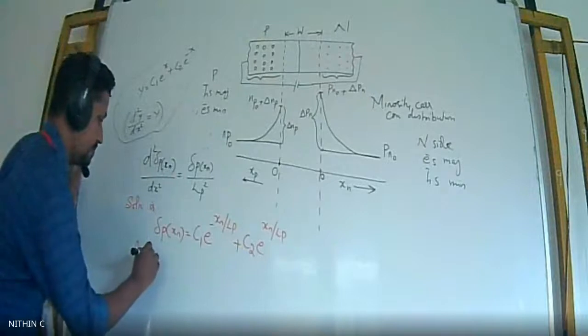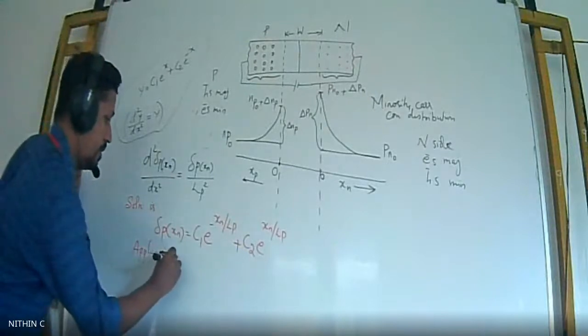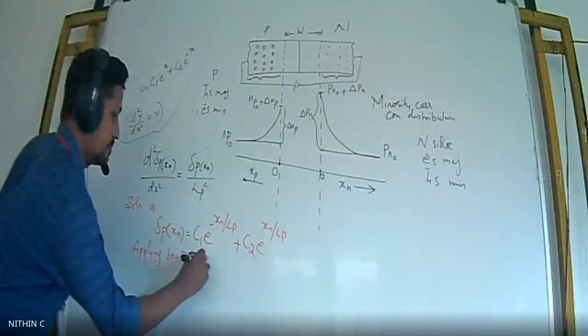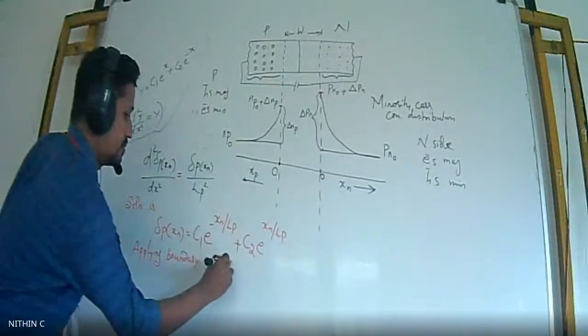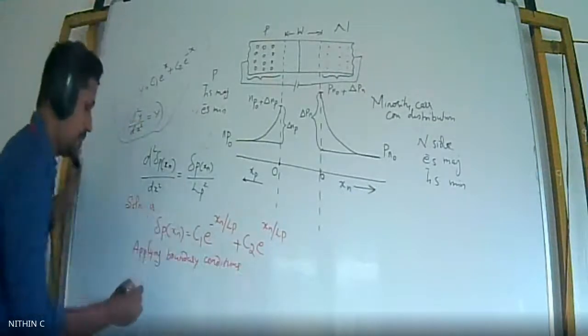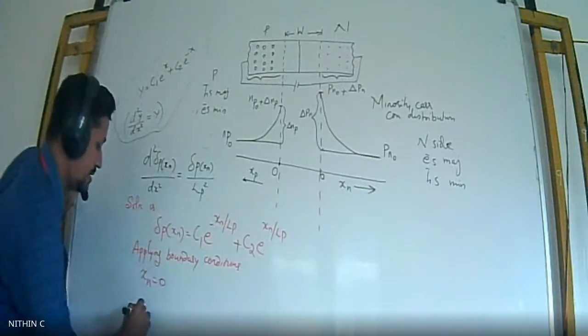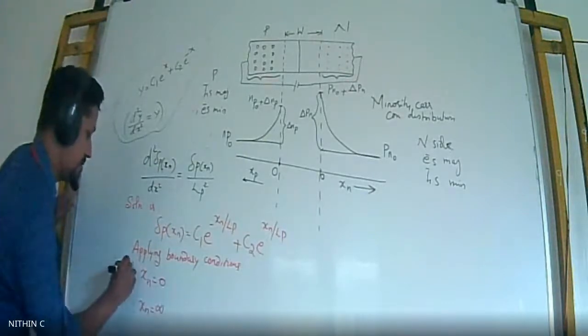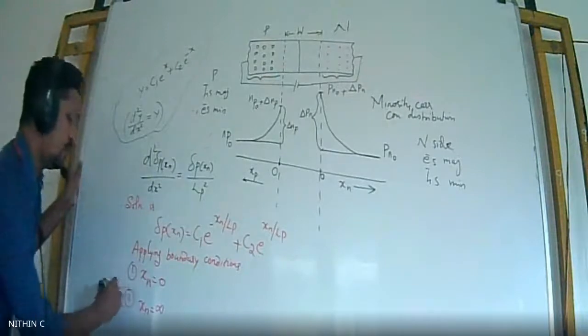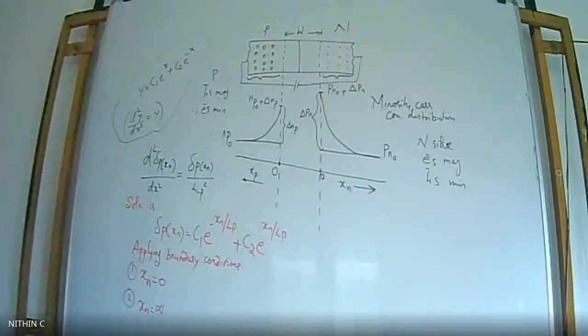Applying boundary conditions. That is, we'll be applying the value for xn, that is, at xn equals 0 and at xn equals infinity. These are the two boundary conditions. What happens when xn is equal to 0?